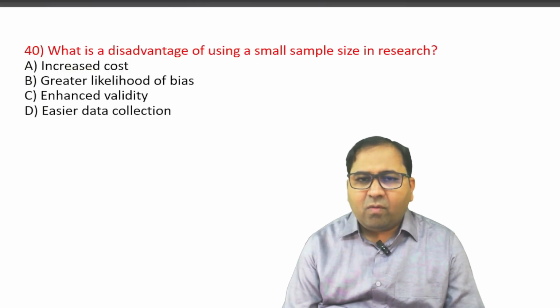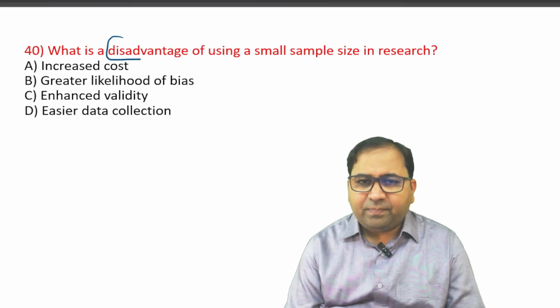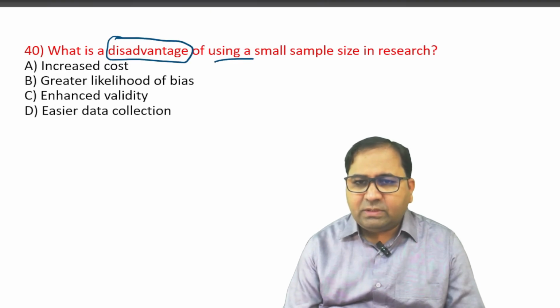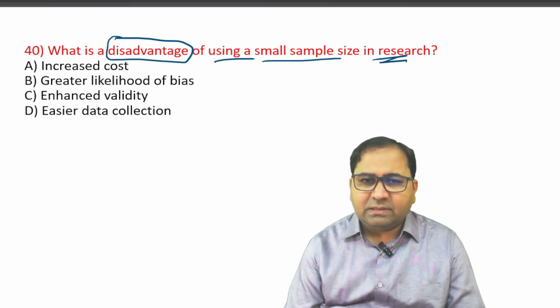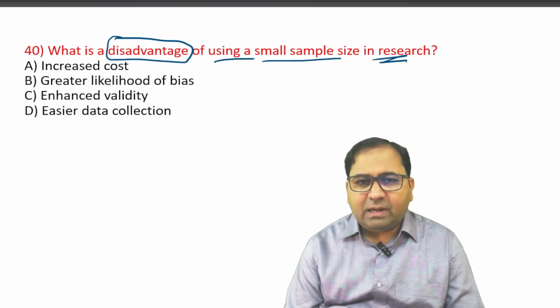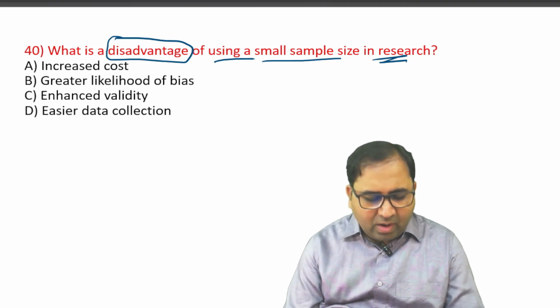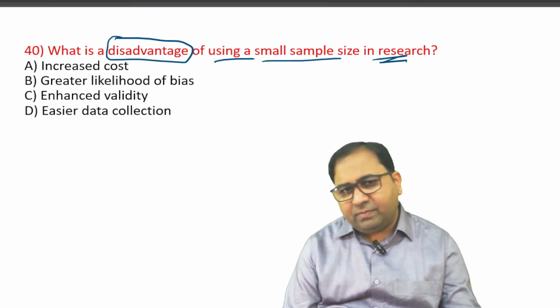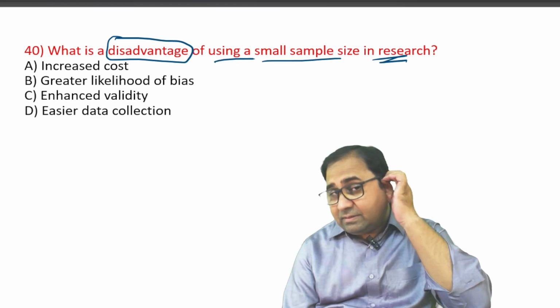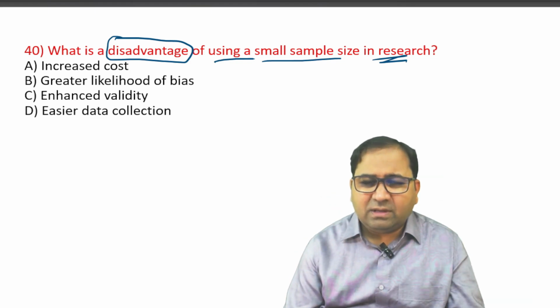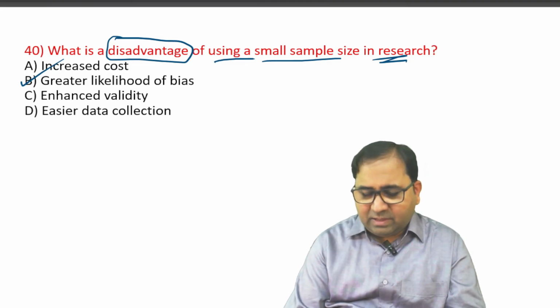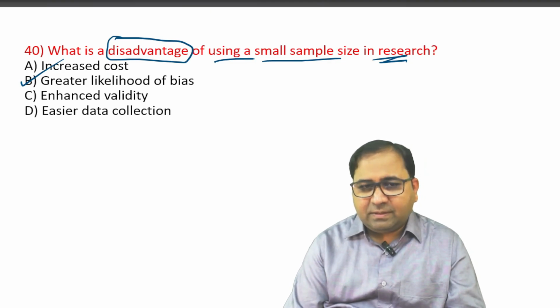Next question. What is a disadvantage of using a small sample size in research? It will lead to bias. Options are A, increased costs. B, greater likelihood of bias. C, enhanced validity. Or D, easier data collection. As I already told, it will cause bias, so greater likelihood of bias if you take a small sample size.